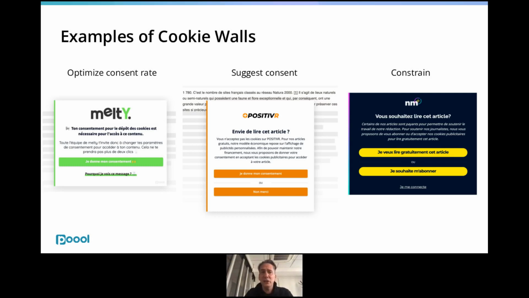And you can suggest content, which is, sorry, the screenshots here are in French. I give my consent, or no thanks, I keep reading. That's one way. You go soft. Or you can constrain. You can say, listen, for this set of articles, which are premium, either you consent to read the article freely, or you need to subscribe.